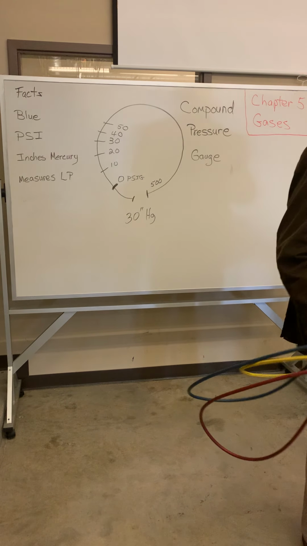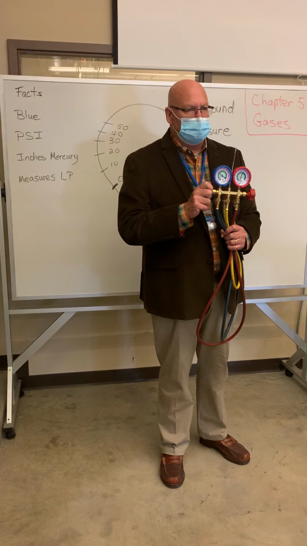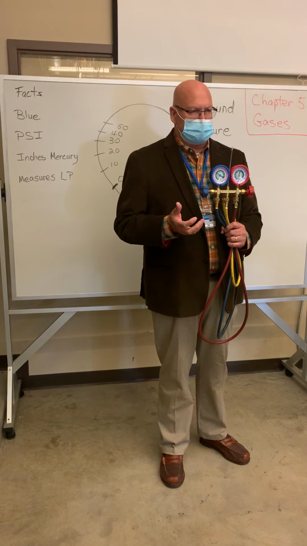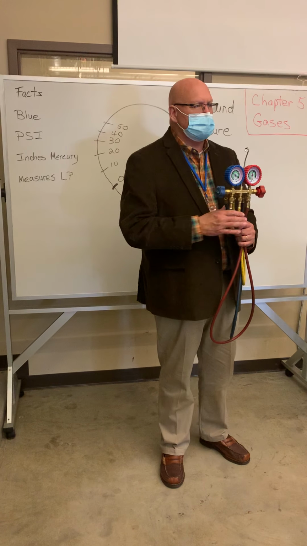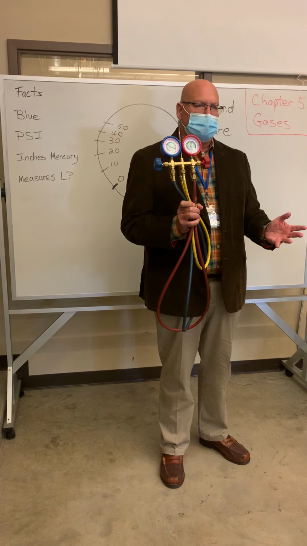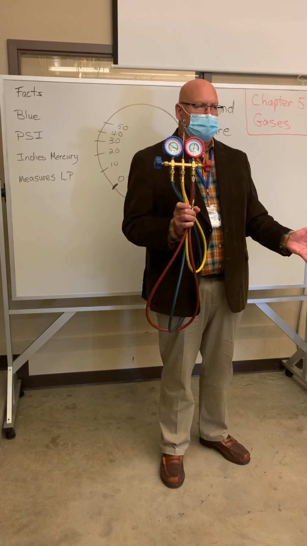I want to talk about this gauge. The first thing you're going to notice is that there are two gauges here. Typically, one gauge is blue, one gauge is red. The blue gauge is used to measure what we call the low pressure side of the system. Air conditioning systems have two sides. They have a low pressure side and they have a high pressure side.